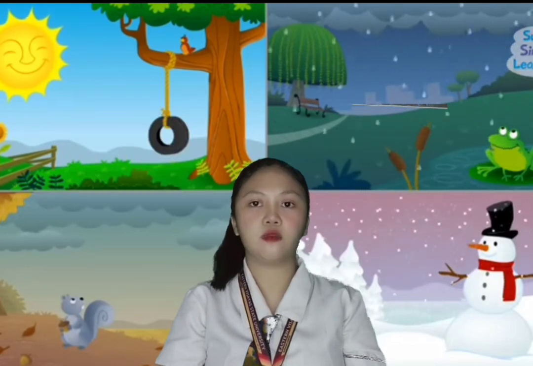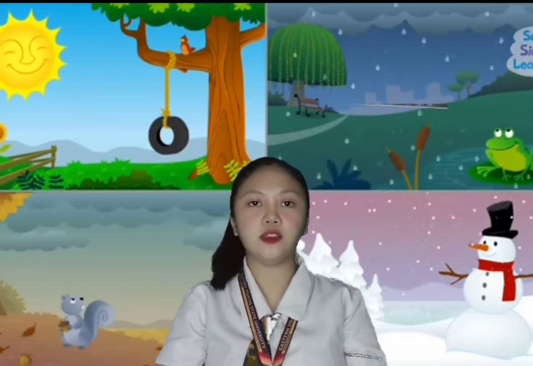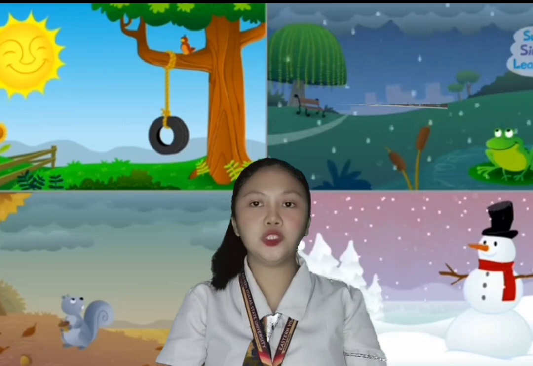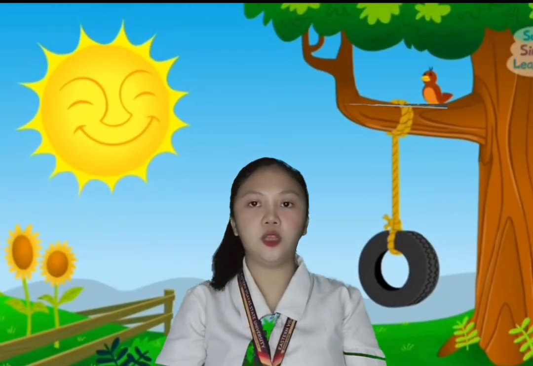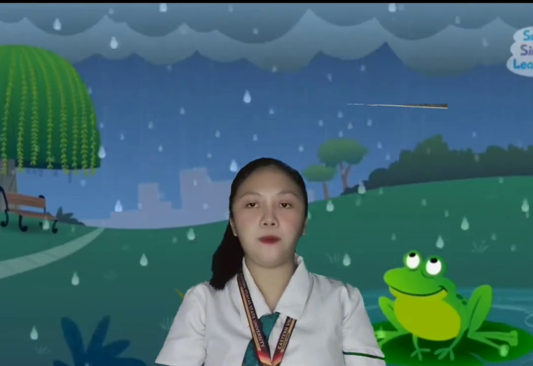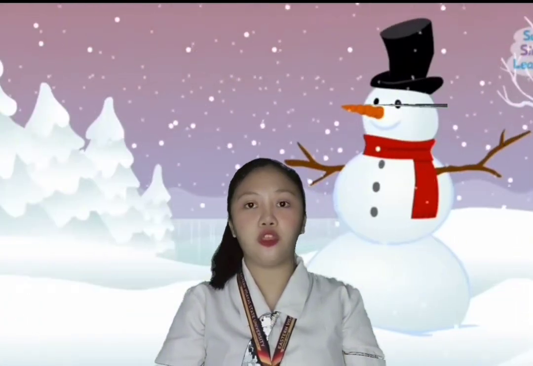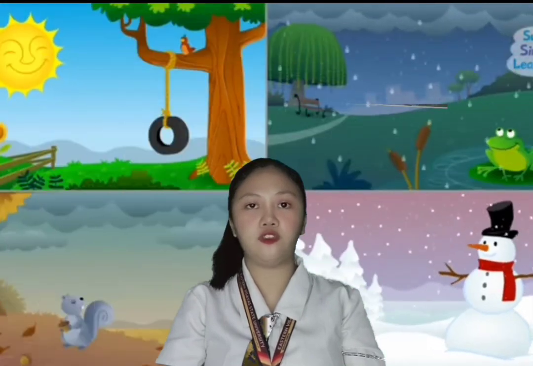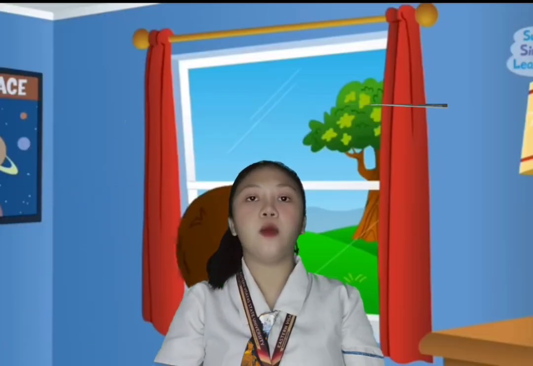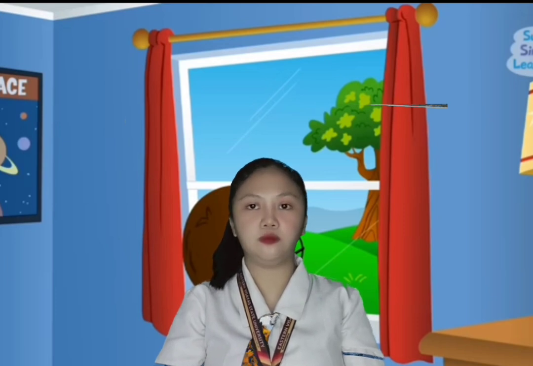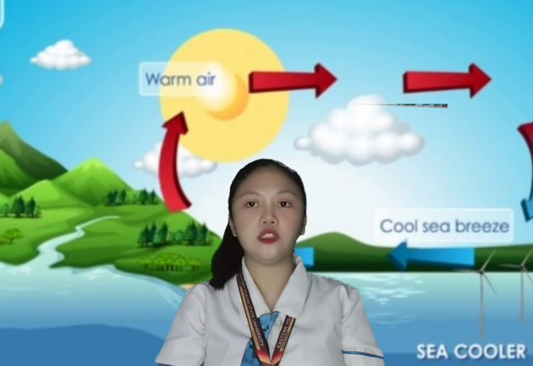Breezes. A light and pleasant wind. Two types of breezes. First is sea breeze. This happens when the temperatures of the land becomes warmer than the temperatures of the sea. Hot air expands and rises on the land, producing a low pressure. This happens during daytime. The cold winds blow from the sea to land.